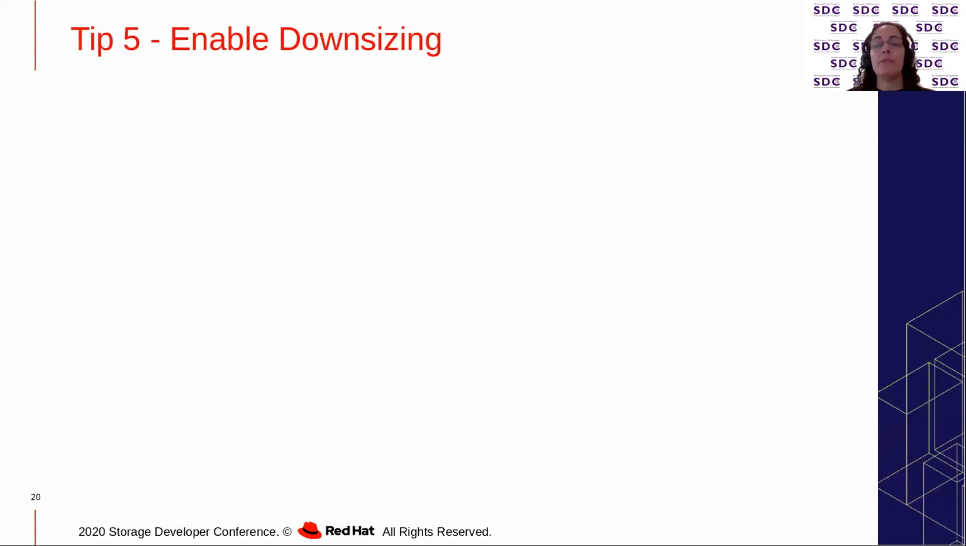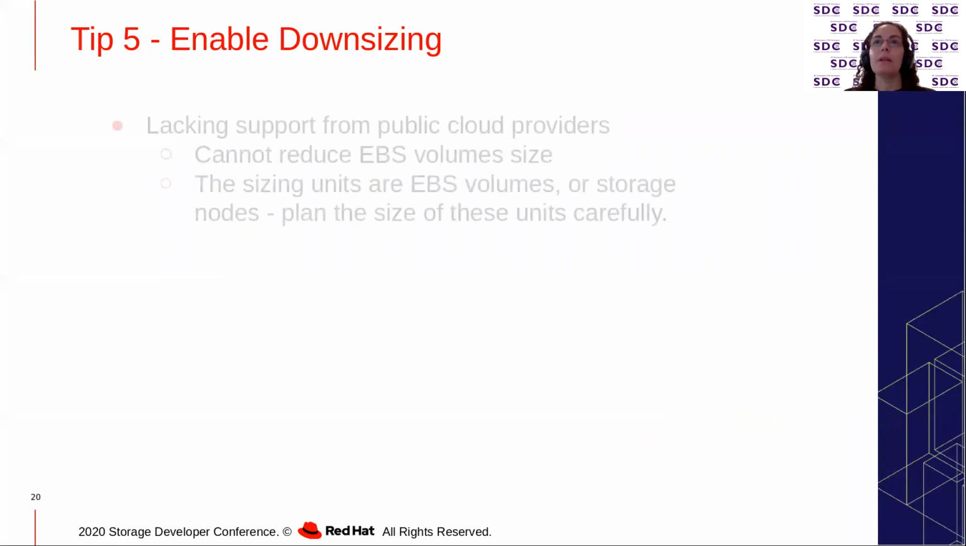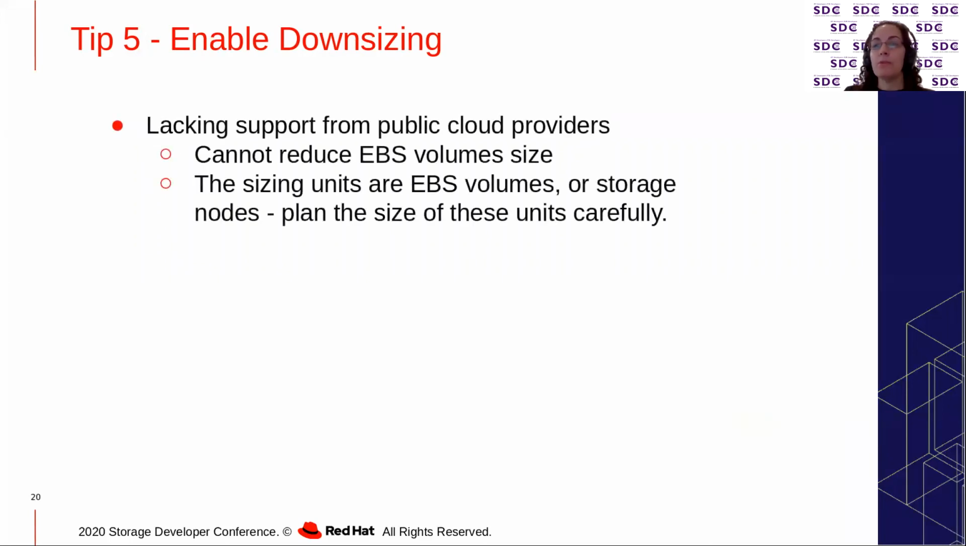Usually in the cloud, it's very easy to scale up, but downsizing is not as simple. The cloud provider support for it is lacking. For example, you cannot shrink an EBS volume size, only enlarge it. The only way you can downsize your capacity is by deleting the volume, losing all the data on it.